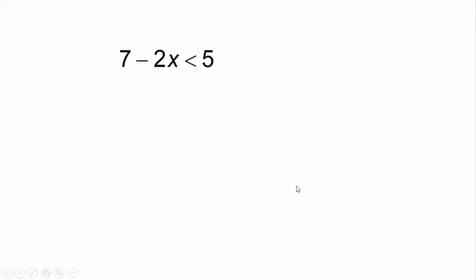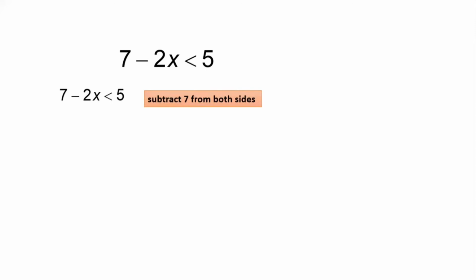Another question, 7 minus 2x is less than 5. Let us solve this inequality first. Since we want the value of the variable, we will get rid of the 7. So I'll have to subtract 7 from both sides. When I subtract 7 from here, the 7 will get removed and 5 minus 7 is minus 2.